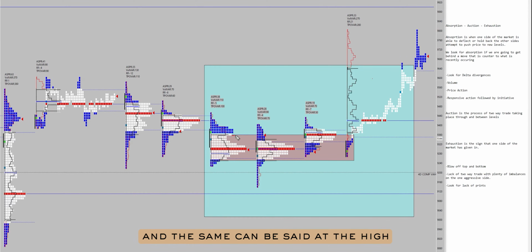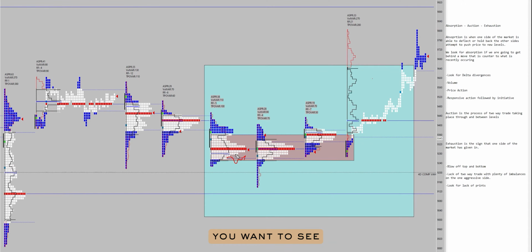And the same can be said at the high, but the inverse. So when price breaks above value, we want to see responsive activity by the sellers. They're responding to this opportunity to sell when price is above value. Okay, so this is responsive behavior. All right, the market is buying below value, selling above value. What we want to see after this occurs, if we're seeing mean reversion take place, is the responsive activity below value, and then as that shifts and reclaims this level, we want to see an initiative response.